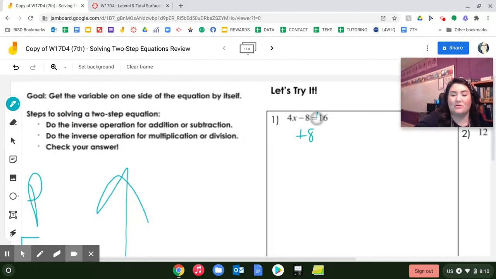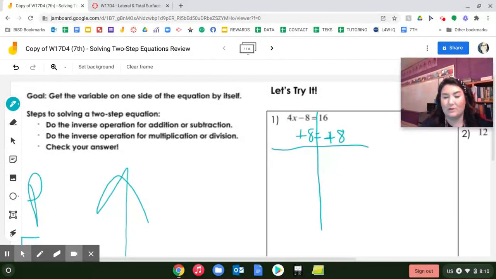Okay, so we're going to add 8 on both sides. Some teachers want you to draw a line down the equal sign. If that makes you feel better, do it. I like to put an equal sign just because on this side I'm doing plus 8 and that is equal to plus 8 on the other side. Do whatever makes you happy. Whatever works for you, I'm great with that. So we're going to add 8 on both sides.